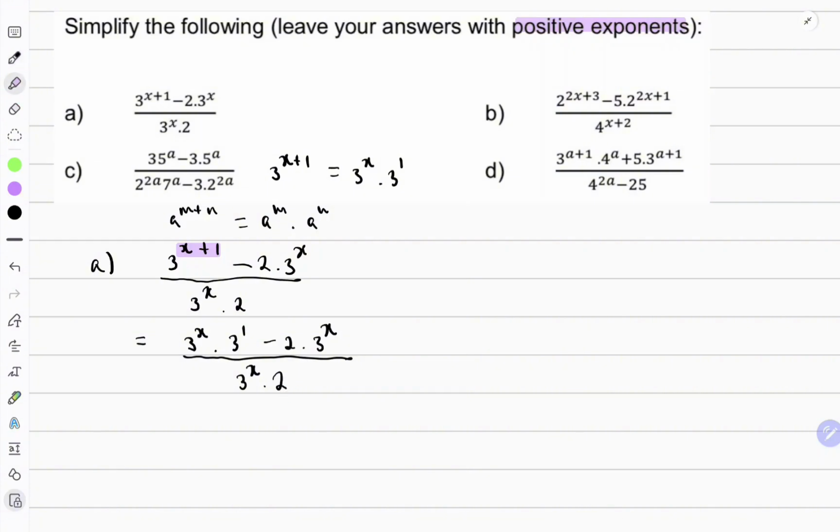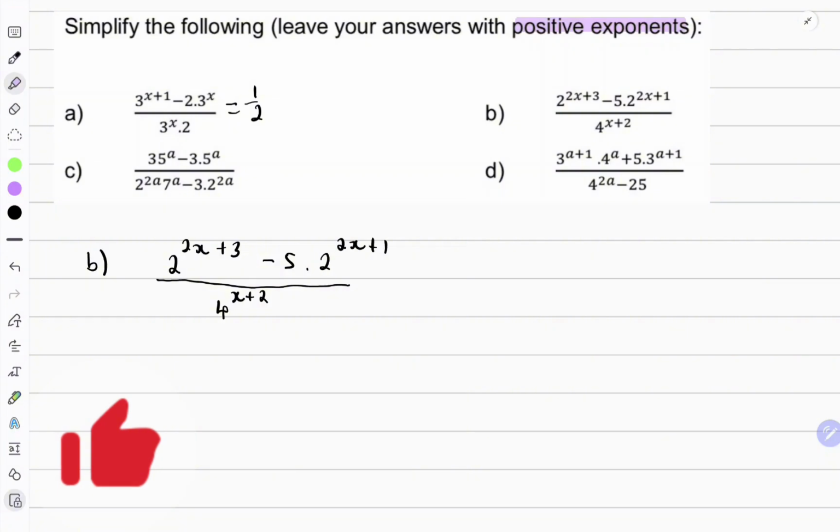Now, if you look at the numerator, you need to find what we call like terms. So we've got two terms with the minus between them, and 3 to the power of x is common. So you can factor that out. In the brackets, you'll be left with 3 minus 2, and the denominator is 3 to the power of x times 2. So this and that cancel out. So 3 minus 2 is 1 over 2.